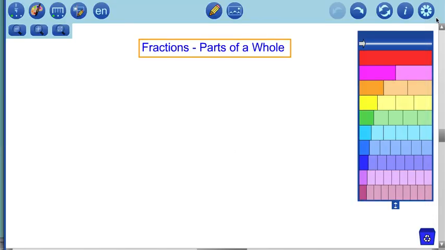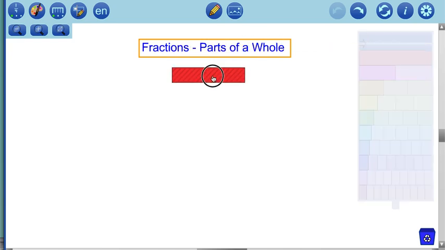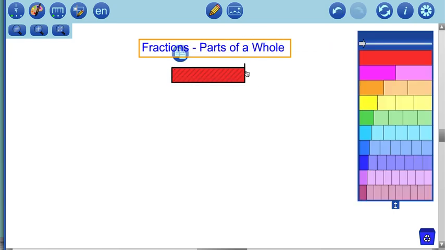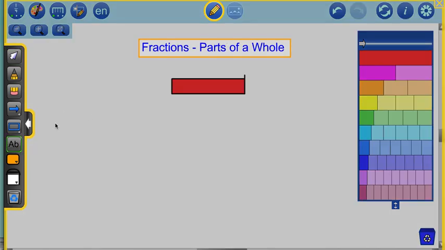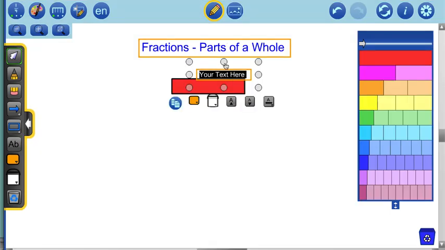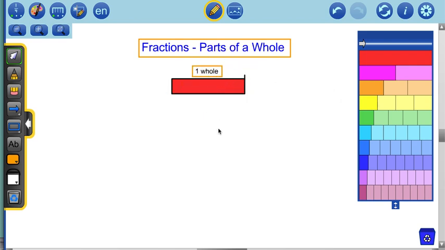Jumping to my other page here, I have set up fractions as parts of a whole. I want to show you all of them together, okay? So we have one whole. This rectangle we're pretending is the one whole, okay? So I'm going to move this down a bit. Bear with me because I'm still learning how to use this program. One whole, okay? And then we're gonna move this. There we go, okay? I've now labeled it, okay?